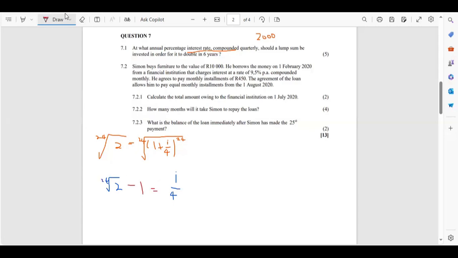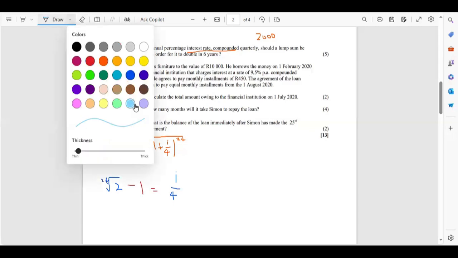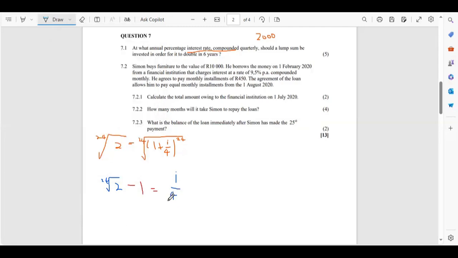Now, the next step from here is that I need, remember I'm solving for my I, not I over 4. So I need to remove this 4, which is dividing this I. And by doing that, I need to do the opposite of division, which is multiplication. So I would multiply both sides by 4 so that these two could cancel out one another.